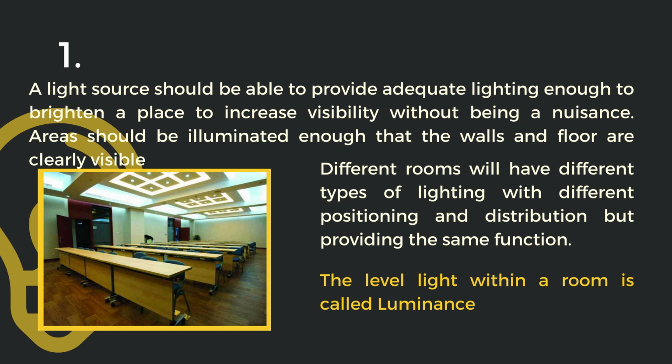A light source should be able to provide adequate lighting enough to brighten a place and increase visibility without being a nuisance. Areas should be illuminated enough so that walls and floor are clearly visible. Different rooms will have different types of lighting with different positioning and distribution but providing the same function.